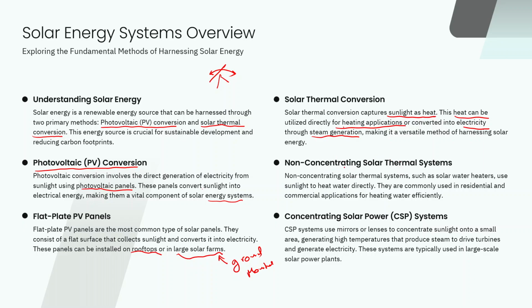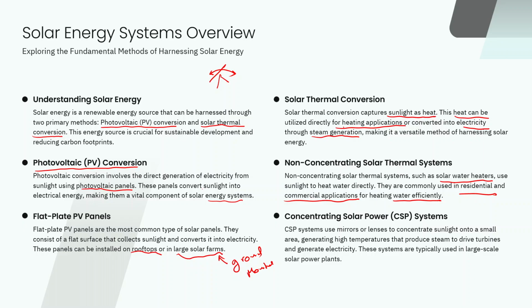So one of the ways that you can convert solar energy into electricity is by using concentrating solar thermal power plants. And you also have what we call non-concentrating solar thermal systems. They are basically utilized for water heaters, and for heating purposes. They are used in residential and commercial applications like the hotel industry and so on, in order to heat water efficiently.